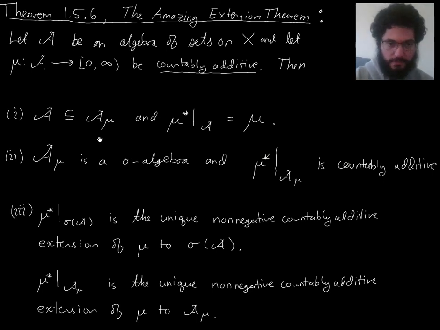Okay, so we're going to assume that we have part 2, and then we're going to prove it later. And we're going to prove part 3. Let's pay attention to what it is we're assuming here. A_mu, the collection of mu-measurable sets, is a sigma algebra. That's the big one. And that mu star on A_mu is countably additive. So this is the big part of our theorem.